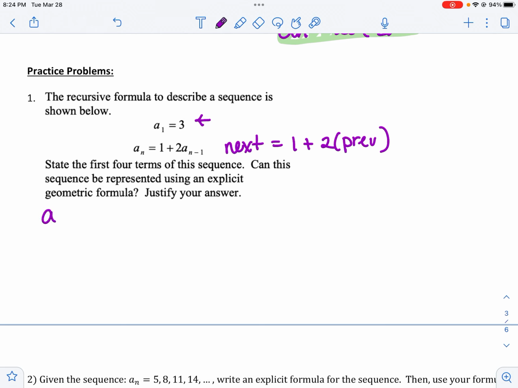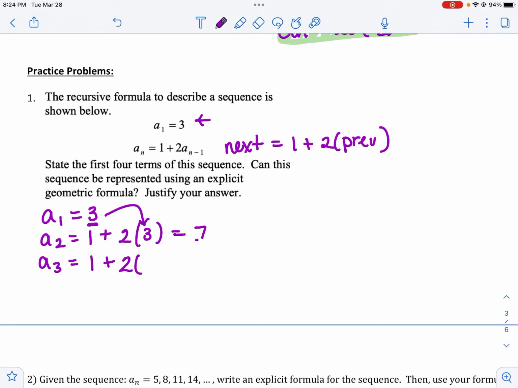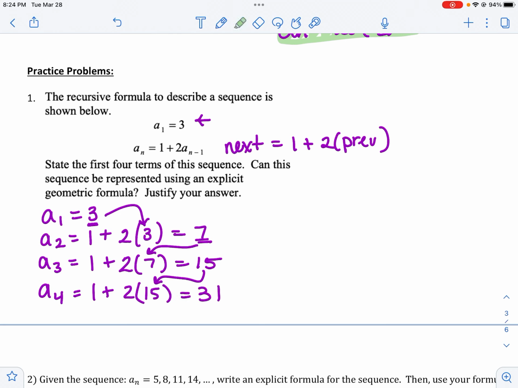Okay, so let's take a look. The first term is 3. The second term is 1 plus 2 times the previous. The previous here was 3. So that gives us 7. The third term is 1 plus 2 times the previous term, which was 7, giving 15. The fourth term is 1 plus 2 times the previous, which is 15, which gives us 31. So 3, 7, 15, 31, those are our 4 terms.